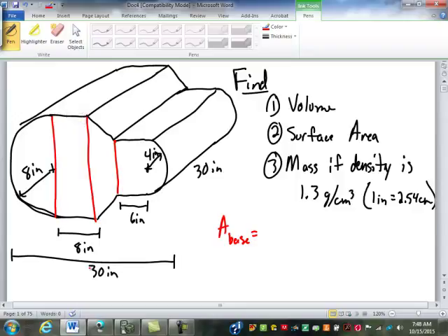We can divide it into 4 or 6 different sections, depending on how you want to do it. We need to know this dimension here. Can anybody tell me what that dimension is? 4, because we've got 8 here. 8 is 16, plus this 6 would be 22. This 4 would make it 26. Out of 30, there's got to be 4 more. Everybody see where that 4 comes from?